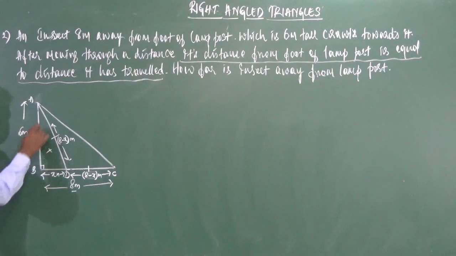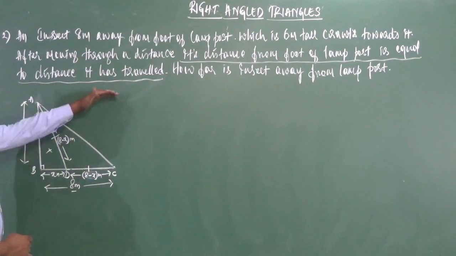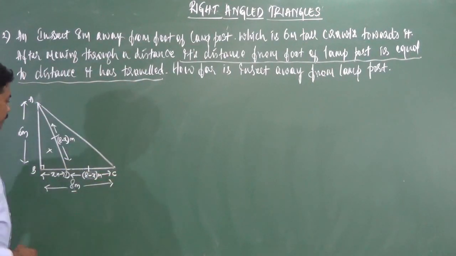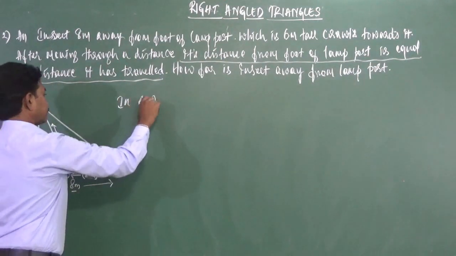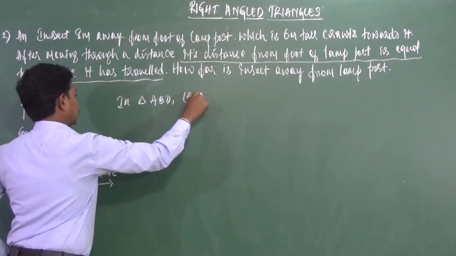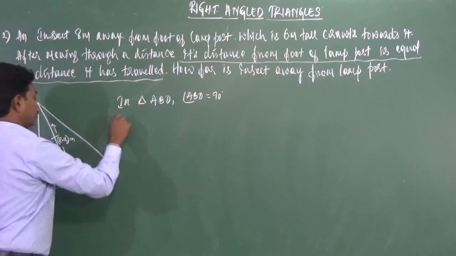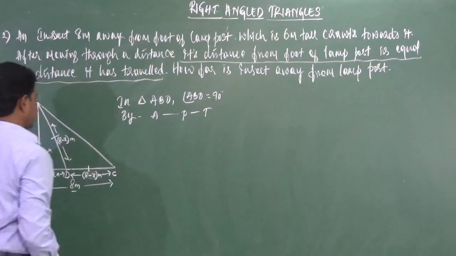So now consider this triangle, that is triangle ABD. So you have to write the introduction for that. What are the statements you have to write? You have to write all the statements. So we will take this triangle. So in triangle ABD, angle ABD is equal to 90 degrees. So by applying Pythagoras theorem, we will continue.